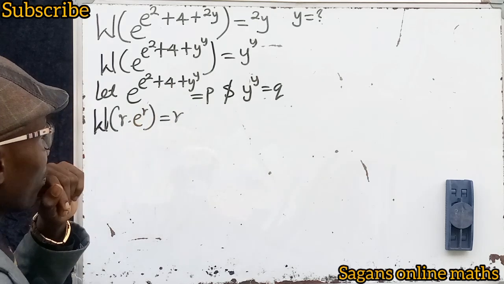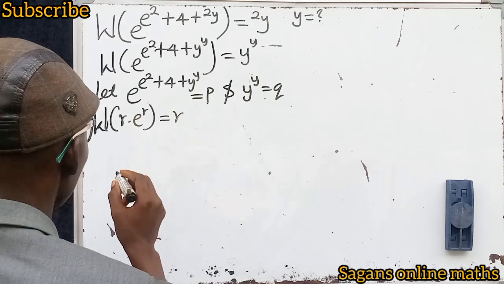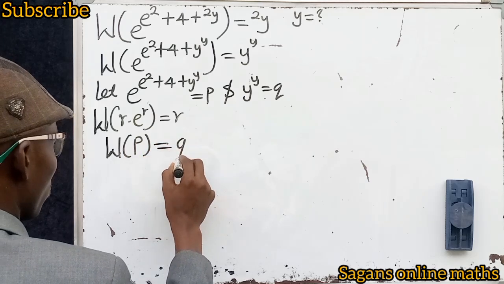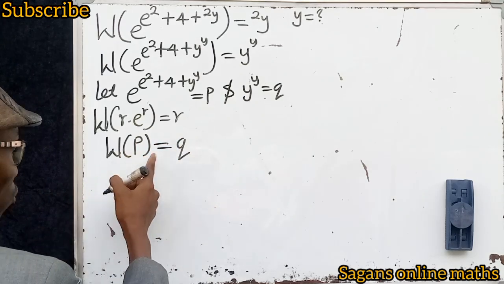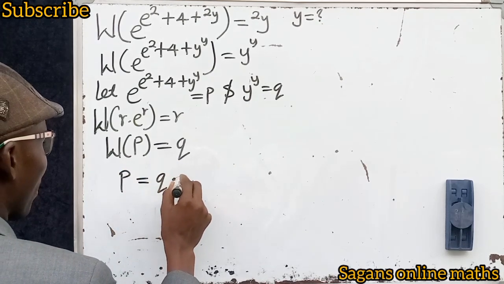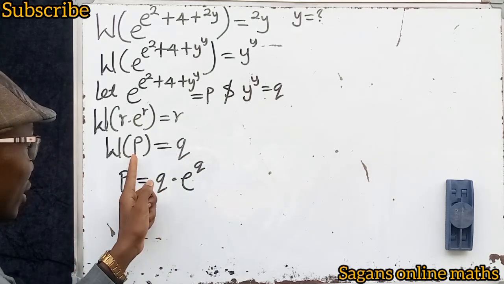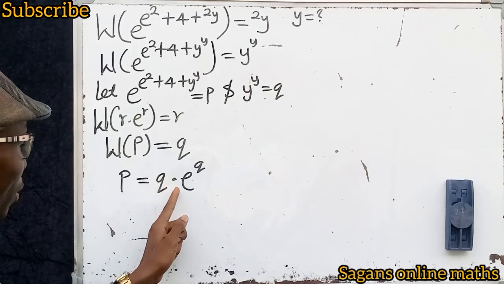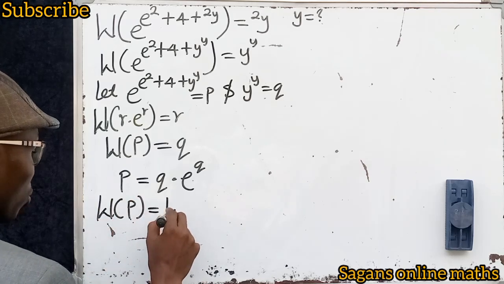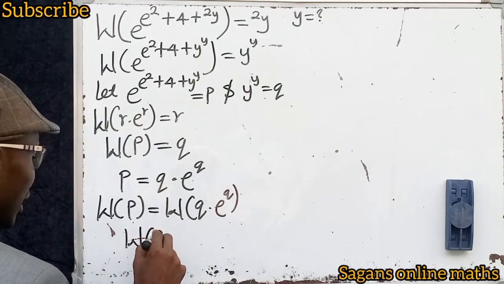But how are we going to solve this problem? Let's calm down and pay attention. Suppose the Lambert W function of P equals Q. This means that P equals Q multiplied by e raised to the power of Q. Beautiful. That means if we take the Lambert W function of this, the Lambert W function of P equals the Lambert W function of Q multiplied by e raised to the power of Q.